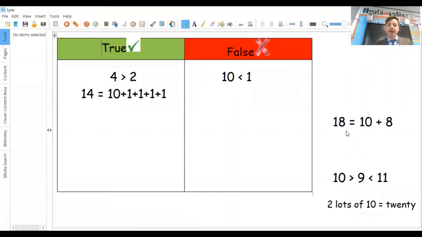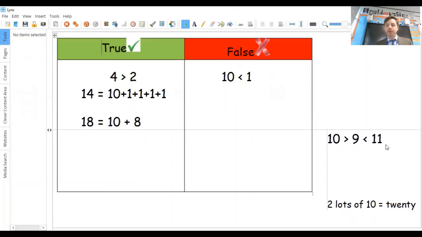Then we've got 18 is the same as 10 add 8. So checking that, you could be using your apparatus, concrete items at home, or you could be counting on, put that 10 in your head, count that 8 on your fingers, and count on with me. 10, 11, 12, 13, 14, 15, 16, 17, 18. So 18 is the same as 10 add 8. That is true.